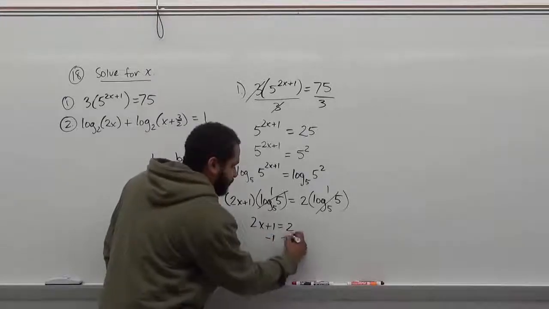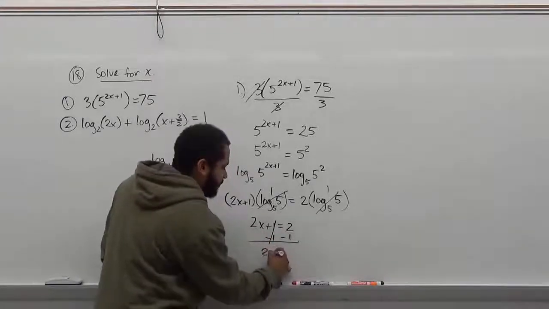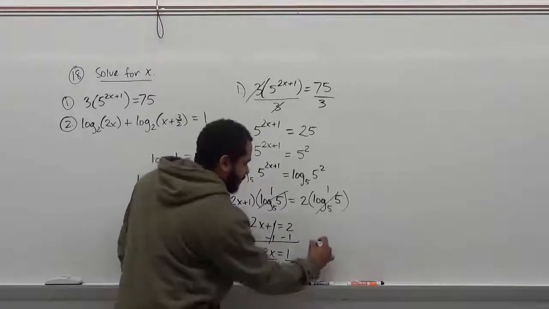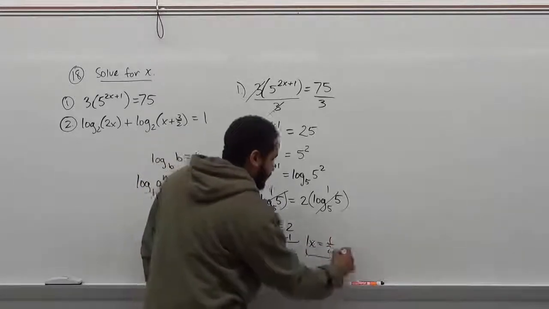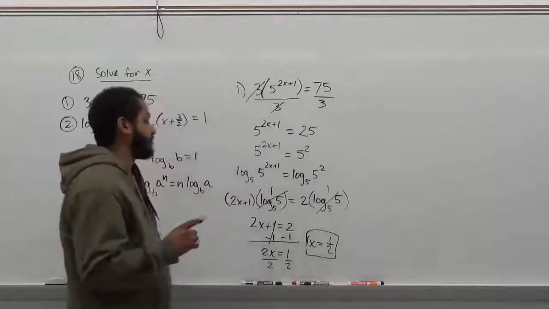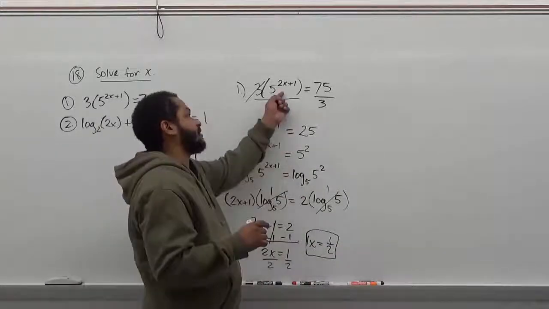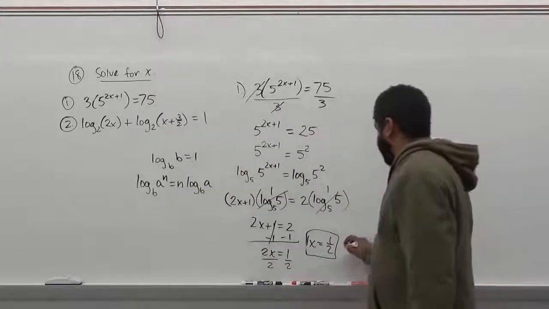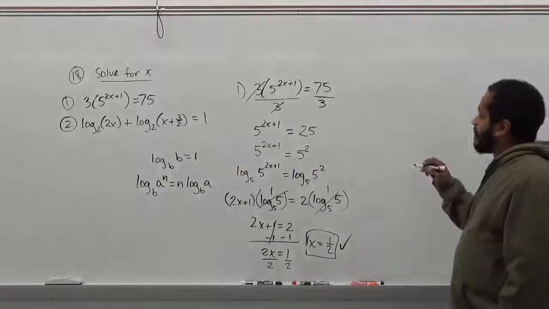So we're moving over the 1. These go away. We get 2x equals 1. And finally, we divide by 2. So we have x is equal to 1/2. Now this is the solution if it works in the system. And it does work because these are exponential terms and they can take all values. So we're done with part 1. Let's move on to part B now.